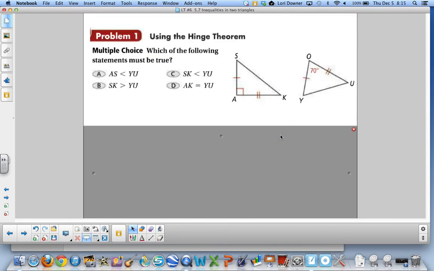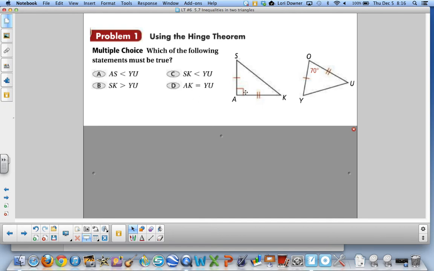Let's use the Hinge theorem here. Which of the following statements must be true? So we're noticing here with our two triangles that I've got this side congruent to this side, and AK is congruent to OU. The included angle here is 90 degrees. The included angle here is 70 degrees. Pause the movie, choose your choice, press play when you are finished.